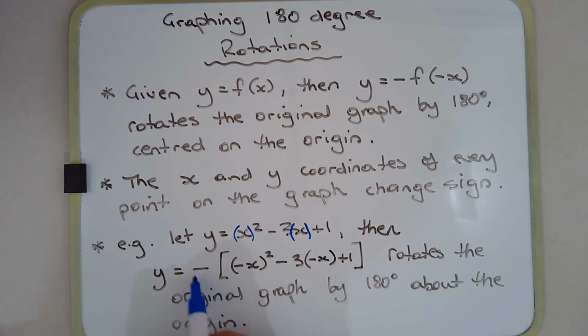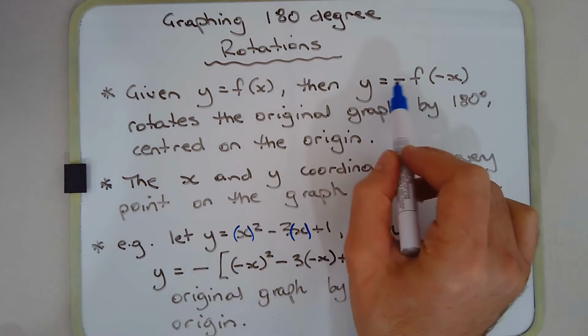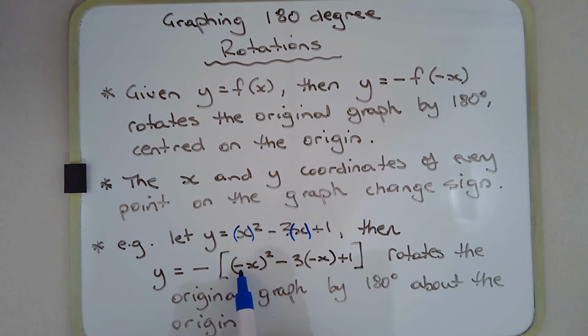So you can see here, this negative out the front is the negative f of x. And in fact, wherever you see the x, you replace that with a negative x. That's the f of negative x going on there.